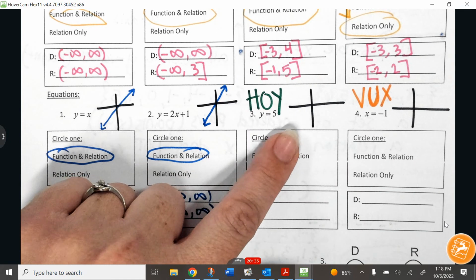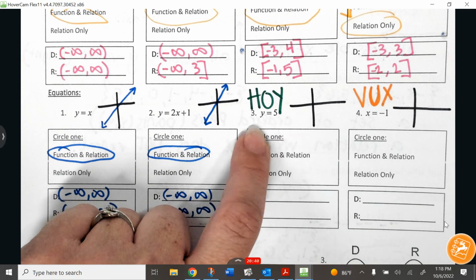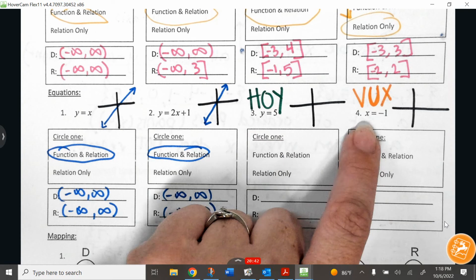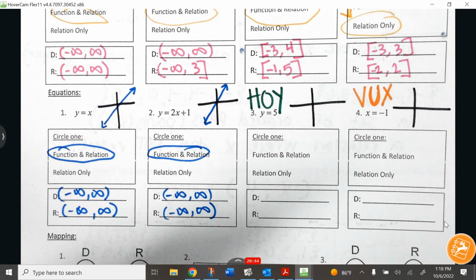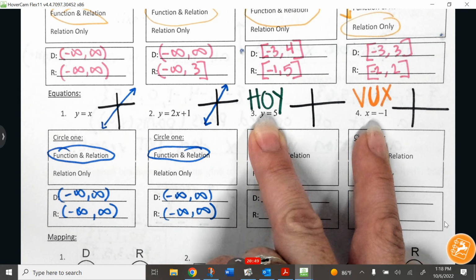It's a y equals equation. So you know it's a HOI equation. See how there's no x? That's how we knew it was a special case. See how this one has an x and no y? That's how we knew it's a special case. So as soon as you see where it only has one letter, it's a special case.